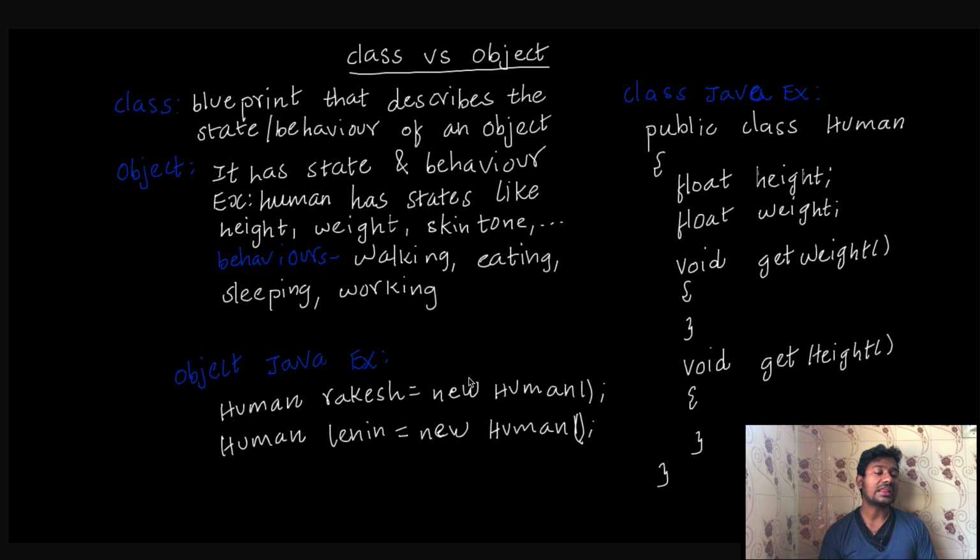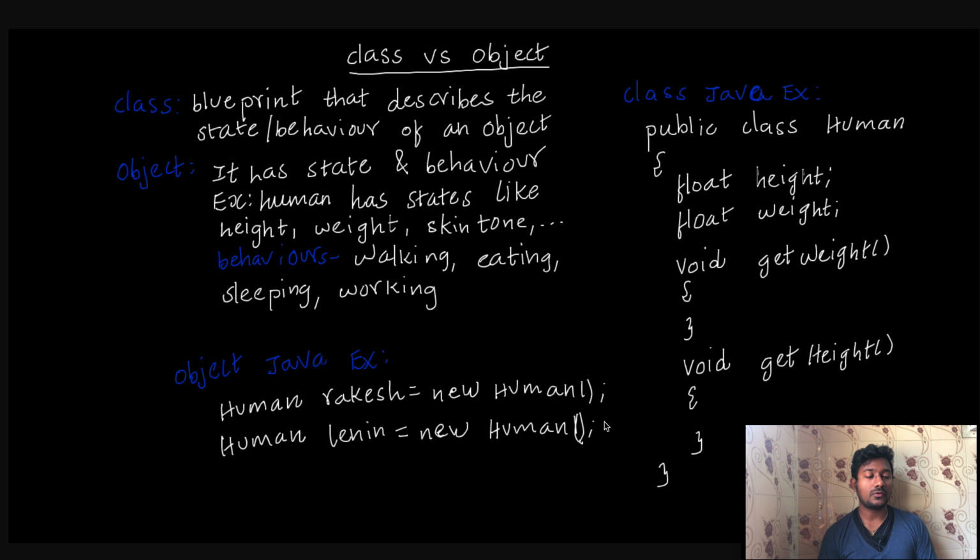There are n number of ways by which we can create an object. Using the new keyword is the most widely used method for creating an object in object oriented programming languages. Human Rakesh equals new human open and close bracket semicolon. Here human is the class name, Rakesh is the object name, and new is the keyword which tells the Java compiler to create a new object for human. So this is the first object.